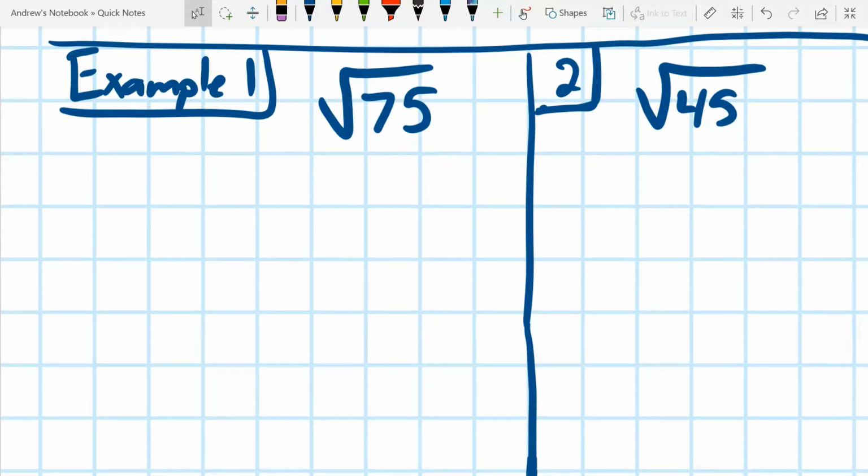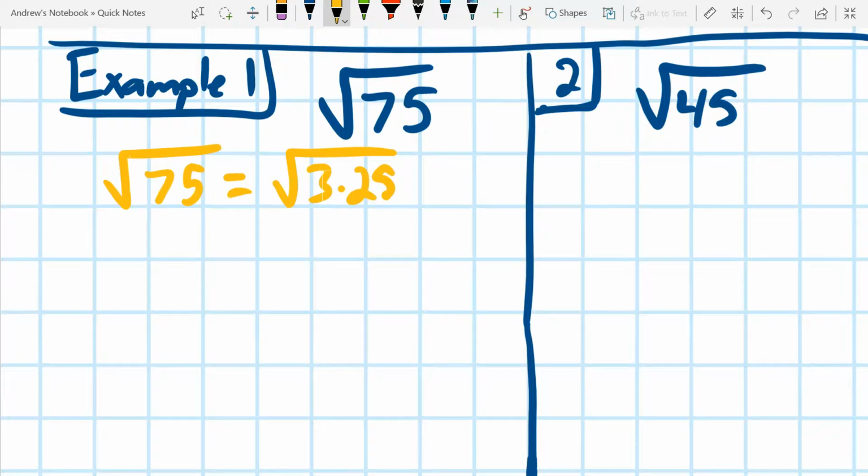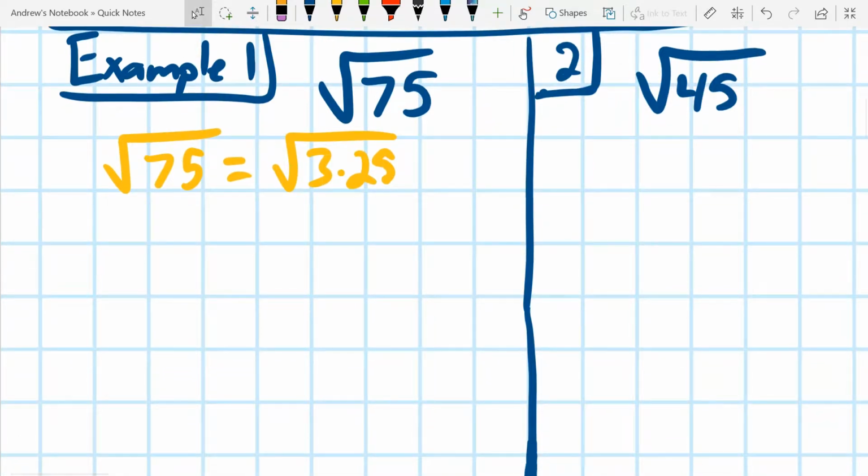So when we think about square rooting a non-perfect square like 75, we can think about it as square rooting two numbers. Square rooting 75 is kind of like the square root of 3 times 25. Now, we know how to square root 25. Since 25 is a perfect square, we know that the square root of 25 is what? Well, if we type that in our calculator, we get 5.